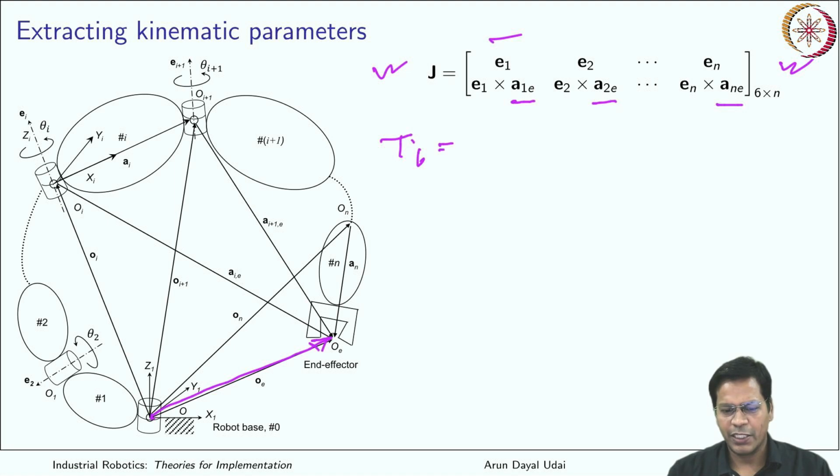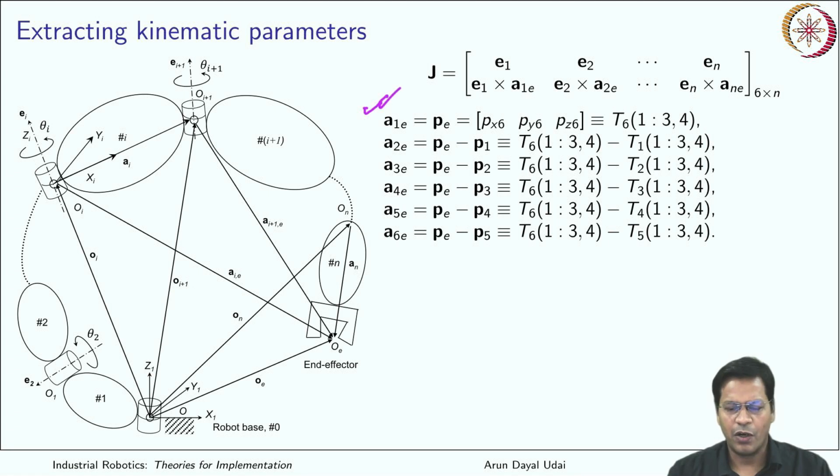That is the homogeneous transformation matrix that comes till there: A1, A2, AI plus 1 and finally AN. So you take the product of all of them, and you will reach till this point. If it is a 6 degree of freedom robot, you have to take the product till 6, and at the end of 6 you have this frame. Okay, so that will give you the tip position. So that is T6. So this is your A1E.